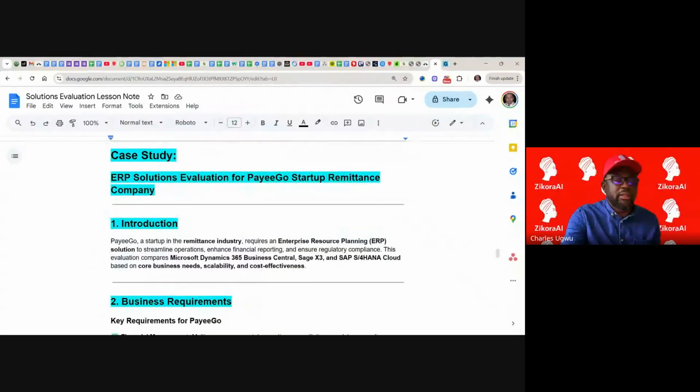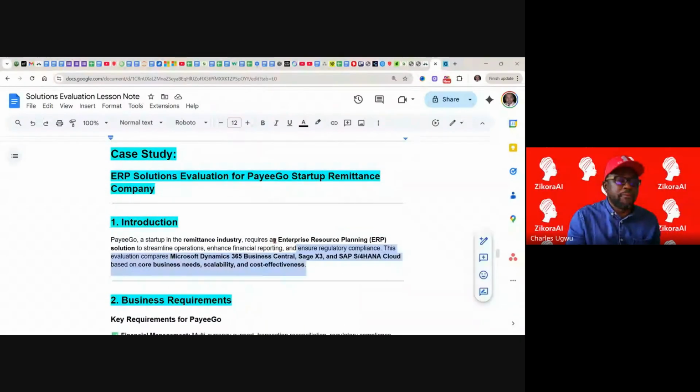And let's take a look at this case study. It is about PayGo, which is a remittance startup, and they are planning to procure an ERP system for the organization. So now they've gone to the market, and this is what their business analysts came up with. They've come up with the following solutions: Microsoft Dynamics Business Central, Sage X3, and SAP S/4HANA Cloud.